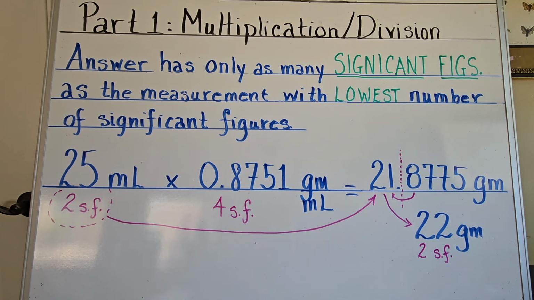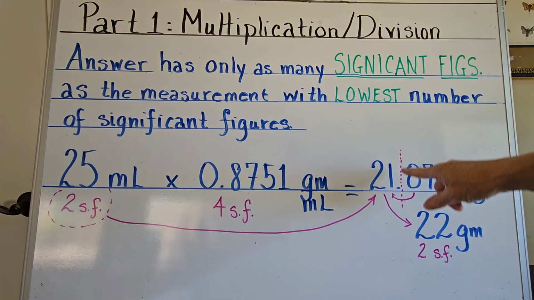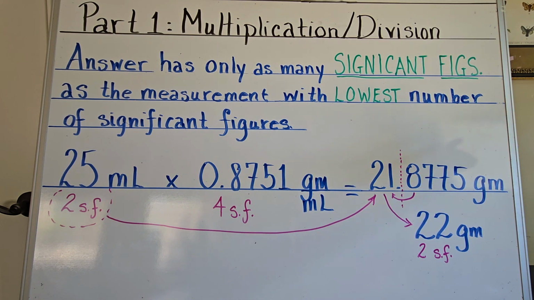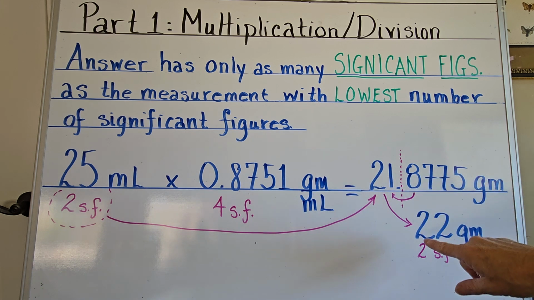Well, this actually has 6 significant figures right here. I have to chop off my answer right here at the decimal point. My 8, because it's 5 or higher, means that my 1 must now round to a 2. So if I'm going to report it, it will be 22 grams and have 2 significant figures.